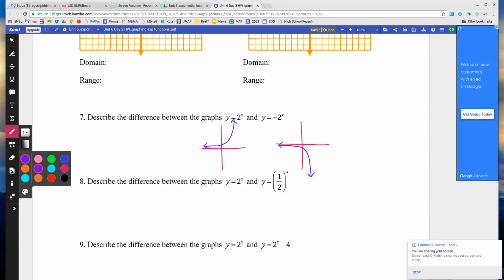So I want to know what is the relationship between these two graphs. If I were to have these on the same set of axes, they kind of look like a mirror image. So what they are is a reflection, like in a mirror, over the x-axis.